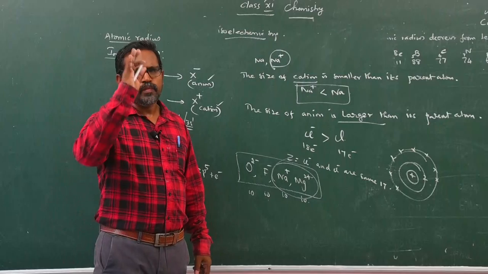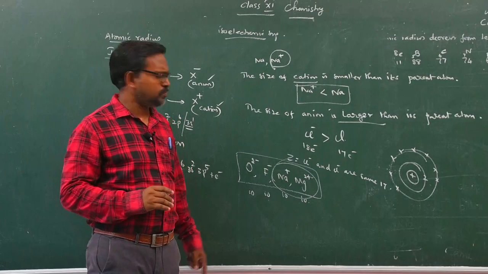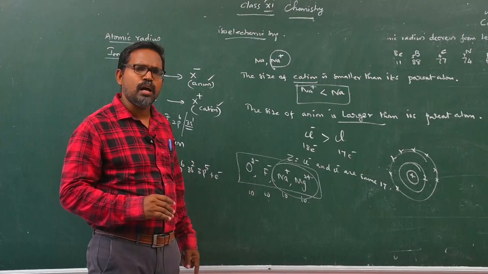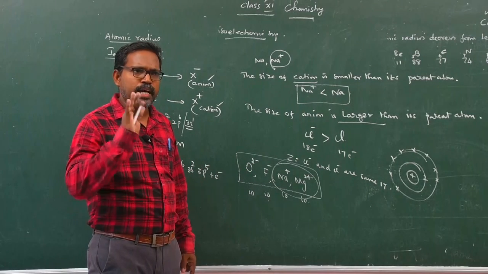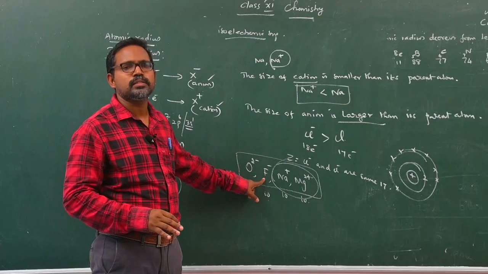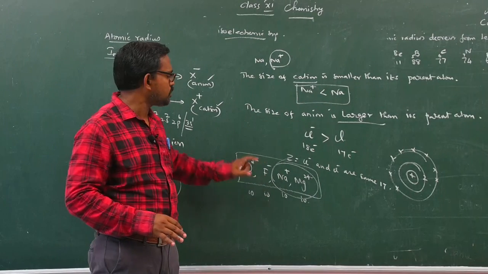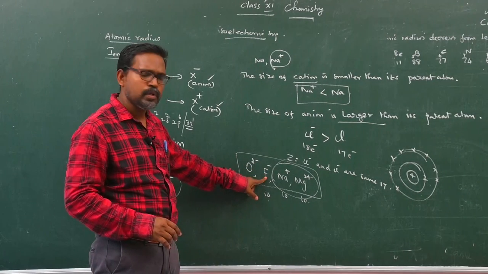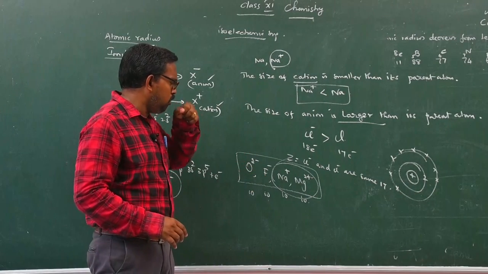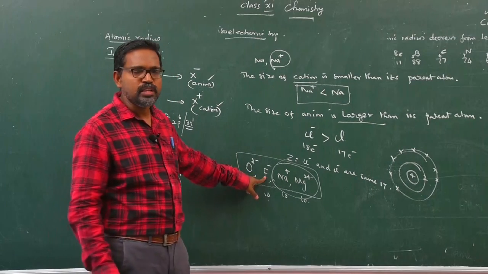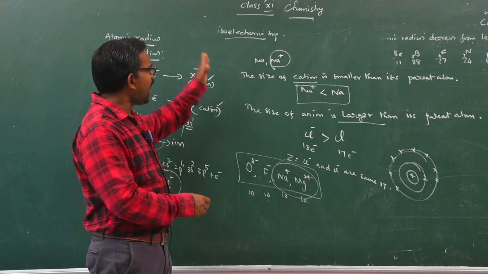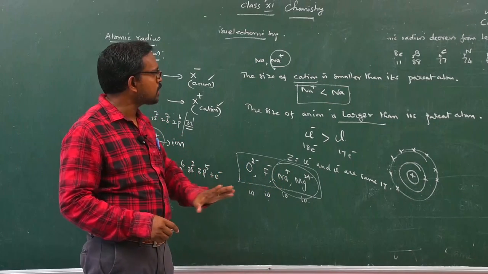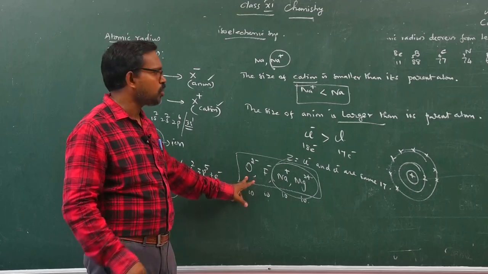And in the case of anions, those with larger negative charges are larger in size than the smaller charged anions. So O2 minus is larger in size than F minus. So this is about isoelectronic species and their size comparison.